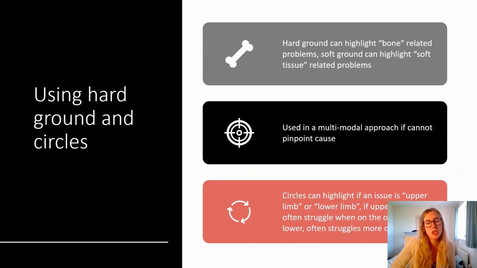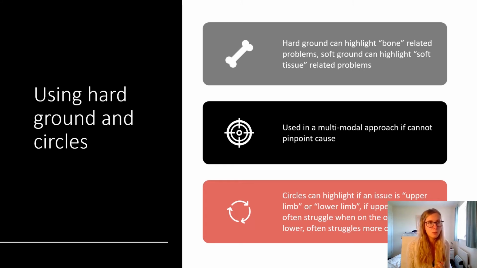So I want to talk to you about some extra things you have at your disposal to use if you need. For example, hard ground can highlight if there's lameness due to a hard tissue like bone, for example. It's not always that simple, doesn't mean that it's not soft tissue related as well, but it can just mean that if they are showing more lameness on the hard ground than the soft, then it might be more arthritic related, for example. But we don't ask owners or therapists or anything like that to lunge on hard ground because that can get a bit dangerous.